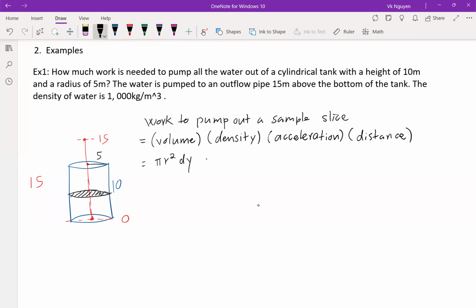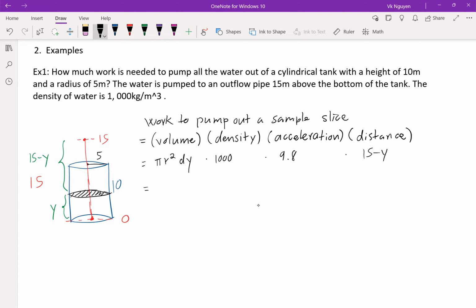Density, well, 1,000 kilograms. Acceleration, 9.8. Distance, the distance from 0 up to the sample slice y. So that means the distance required to pump out the sample slice is this distance, 15 minus y.